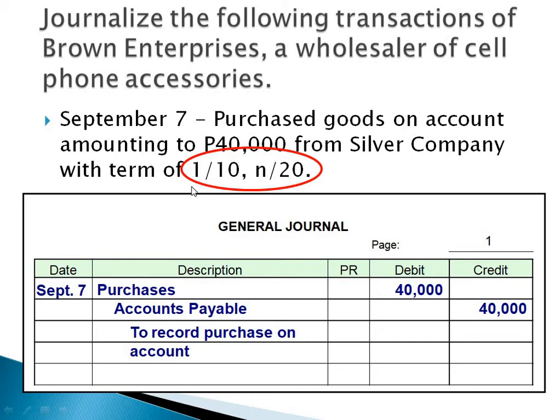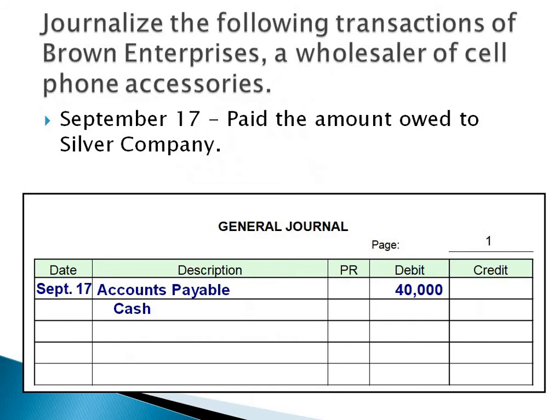When did Brown make the purchase? September 7. When did Brown pay the full amount owed? September 17. Was that within the discount period of 10 days? Yes, because September 7 to September 17 is exactly 10 days. It is still within the discount period of 10 days.